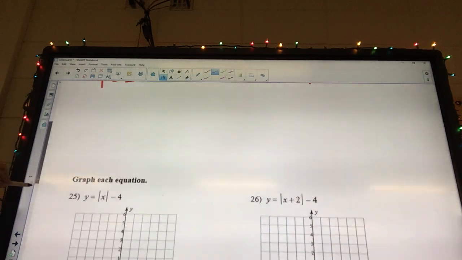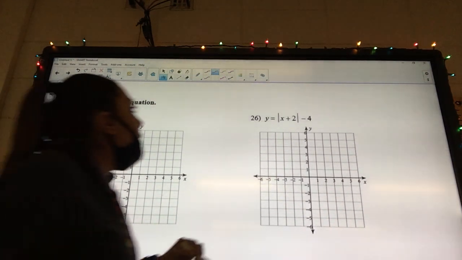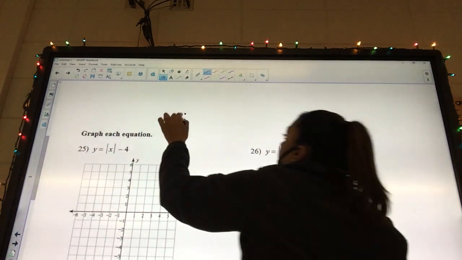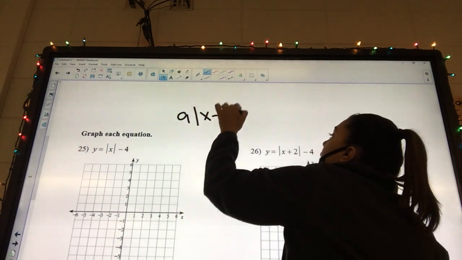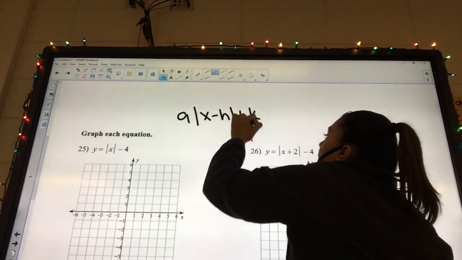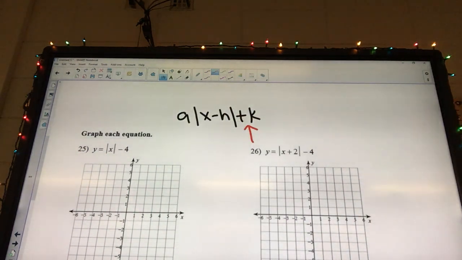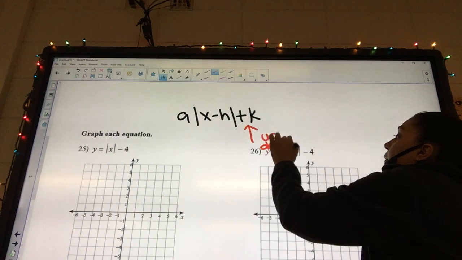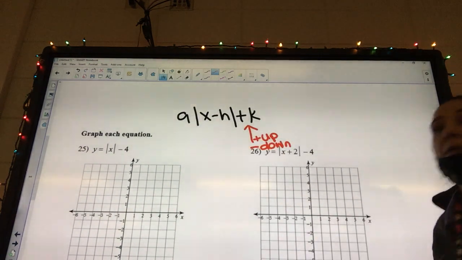Okay, look at 25. We have this equation, a(x minus h) plus k. What does our k do? It's on the outside, so it does up and down. If it's a plus, it goes up. If it's a minus, it's gonna go down.